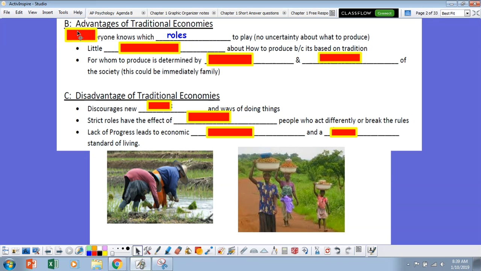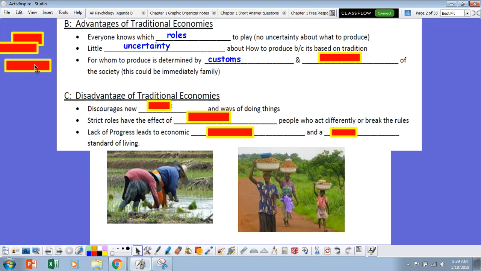Some advantages. Everyone knows which roles they play. There's no uncertainty about what is going to be produced. There's little uncertainty about how you're going to produce it because it's all based on customs. And the for whom, when we talk about those basic economic questions, is always determined by customs or traditions of that society. And if your society is more kin related, it could be basically your immediate family.